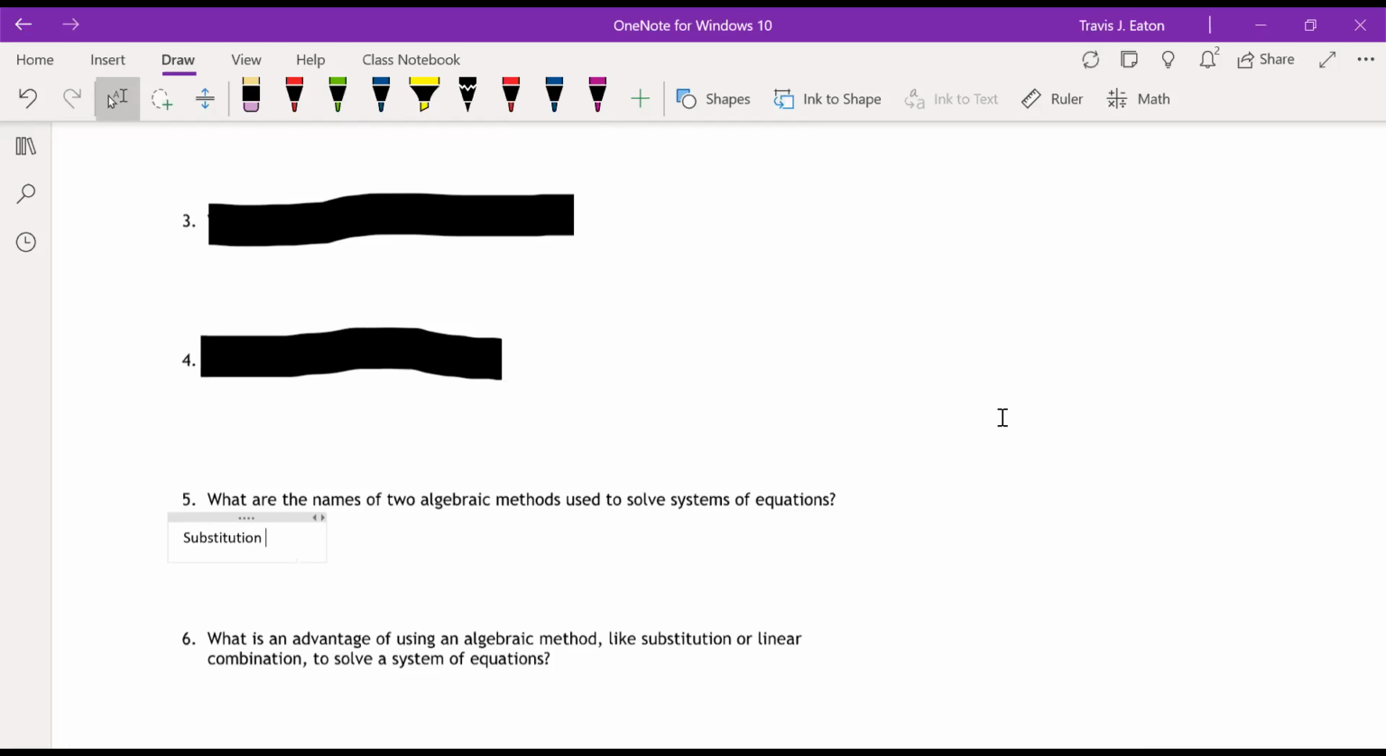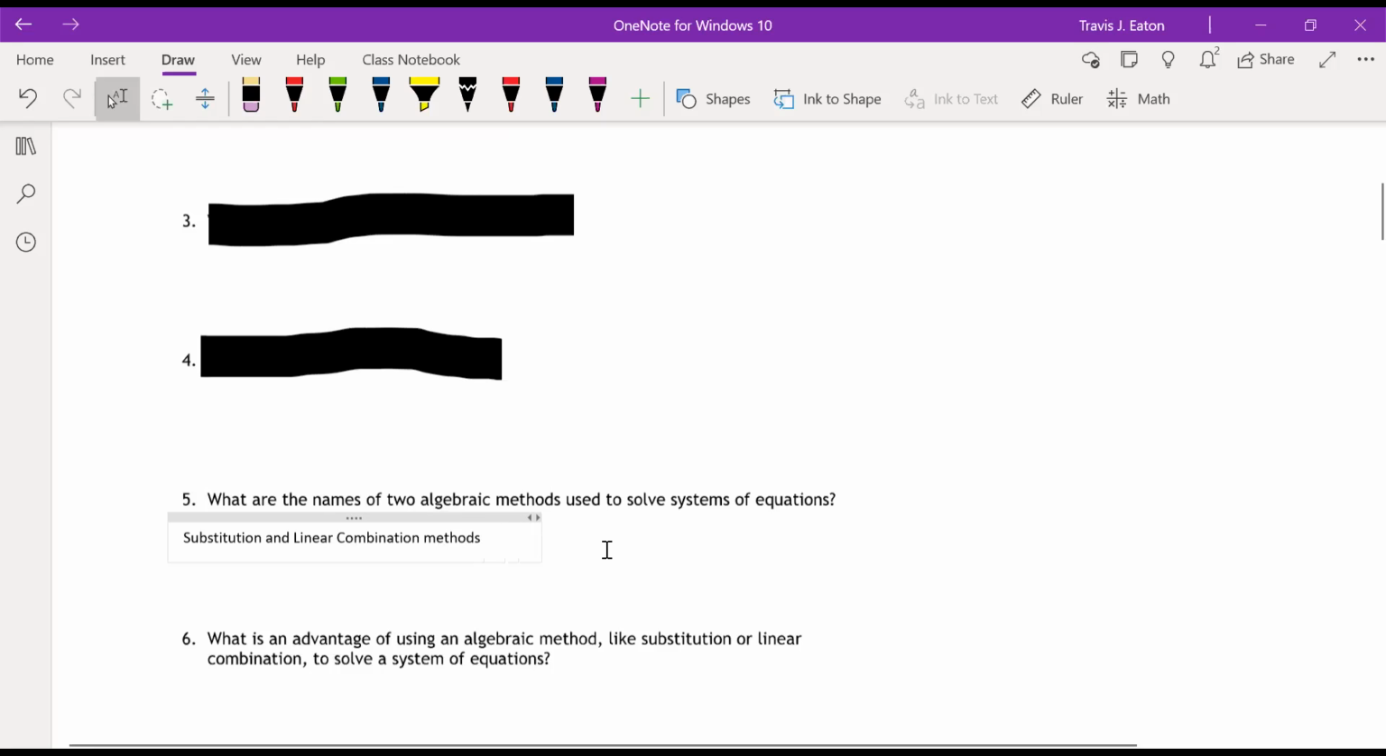Substitution. And the other one is called linear combination, which is interesting. When I was in school, we didn't call it linear combination. It was called elimination, and we'll find out why that is. Okay, so those are the names of the two algebraic methods used to solve systems of equations: substitution and linear combination methods.